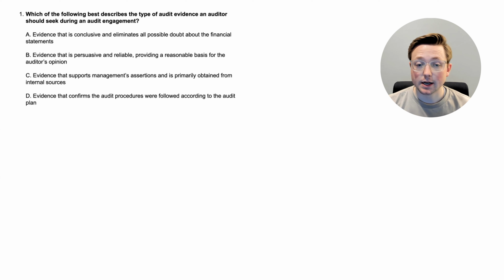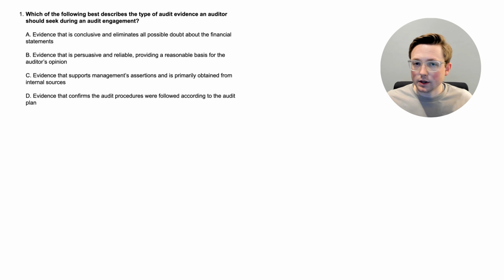Option A, evidence that is conclusive and eliminates all possible doubt about the financial statements. Option B, evidence that is persuasive and reliable, providing a reasonable basis for the auditor's opinion. Option C, evidence that supports management's assertions and is primarily obtained from internal sources. Or option D, evidence that confirms the audit procedures were followed according to the audit plan.